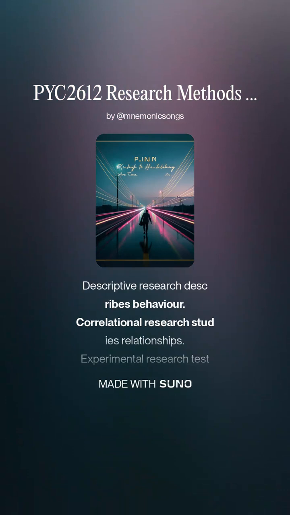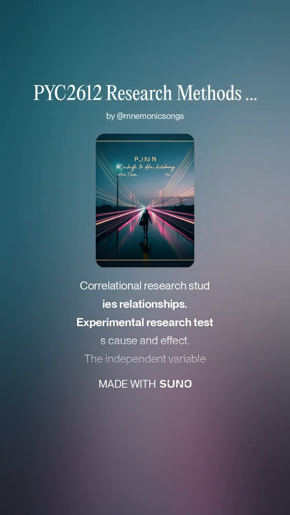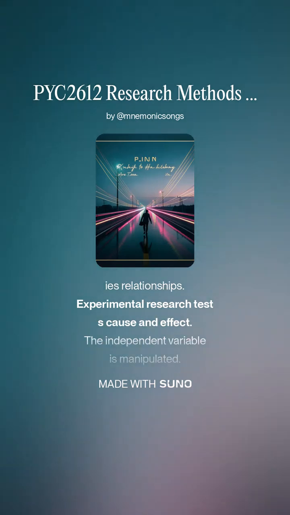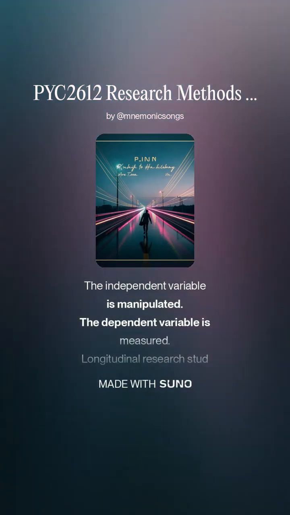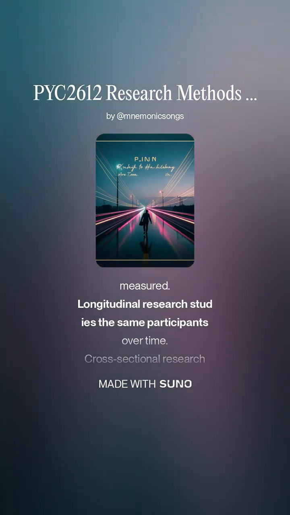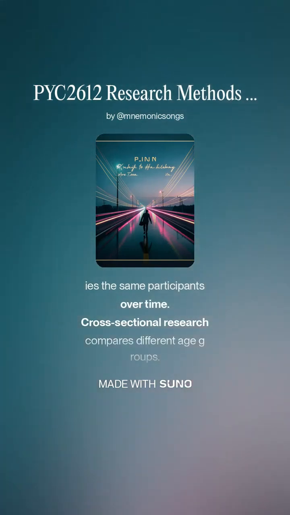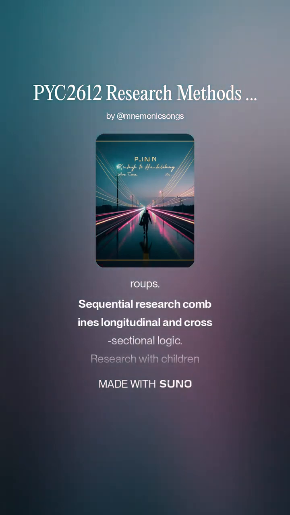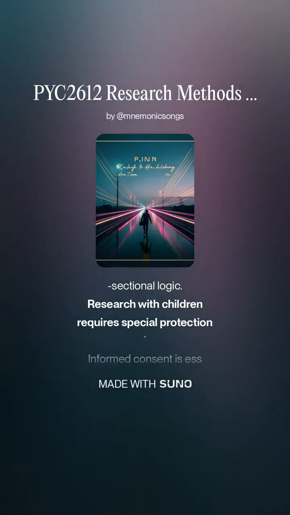Descriptive research describes behavior. Correlational research studies relationships. Experimental research tests cause and effect. The independent variable is manipulated. The dependent variable is measured. Longitudinal research studies the same participants over time. Cross-sectional research compares different age groups. Sequential research combines longitudinal and cross-sectional logic.